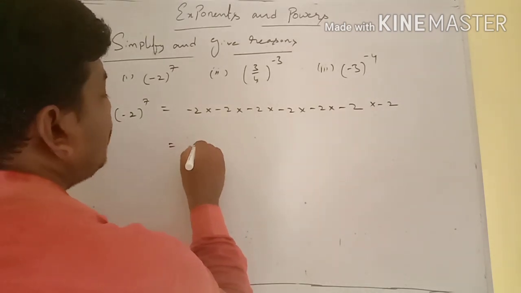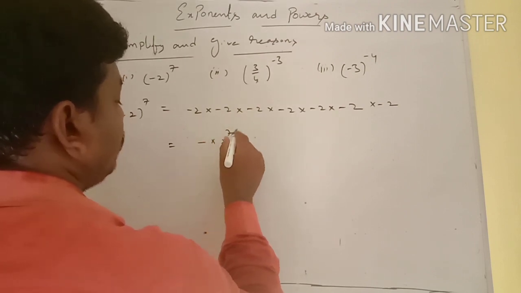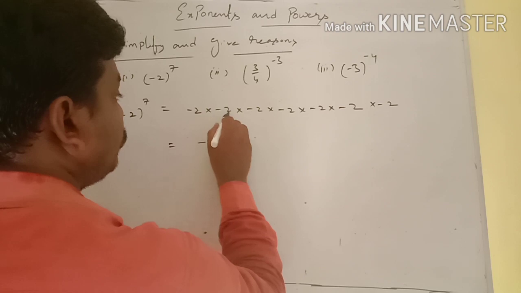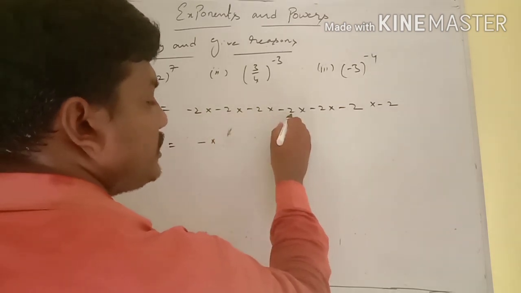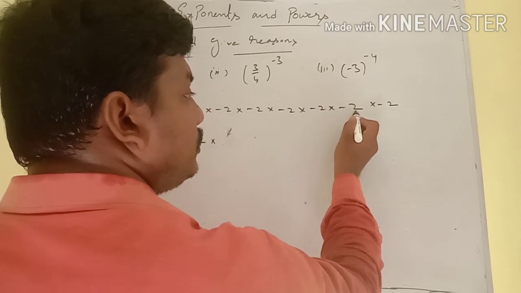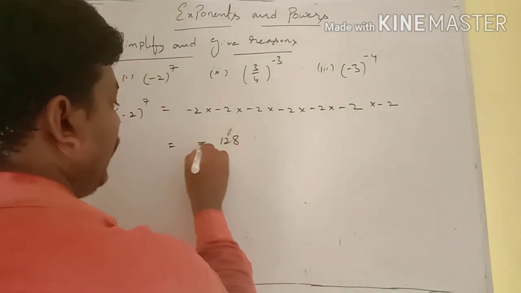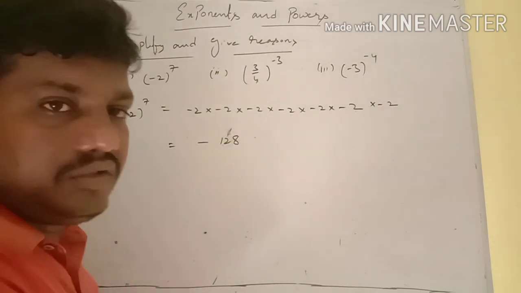So it can be written as minus into 2 to the power of 7. 2 how many times? 2 2s are 4, 4 2s are 8, 8 2s are 16, 16 2s are 32, 32 2s are 64, 64 2s are 128. So this can be written as minus 128.